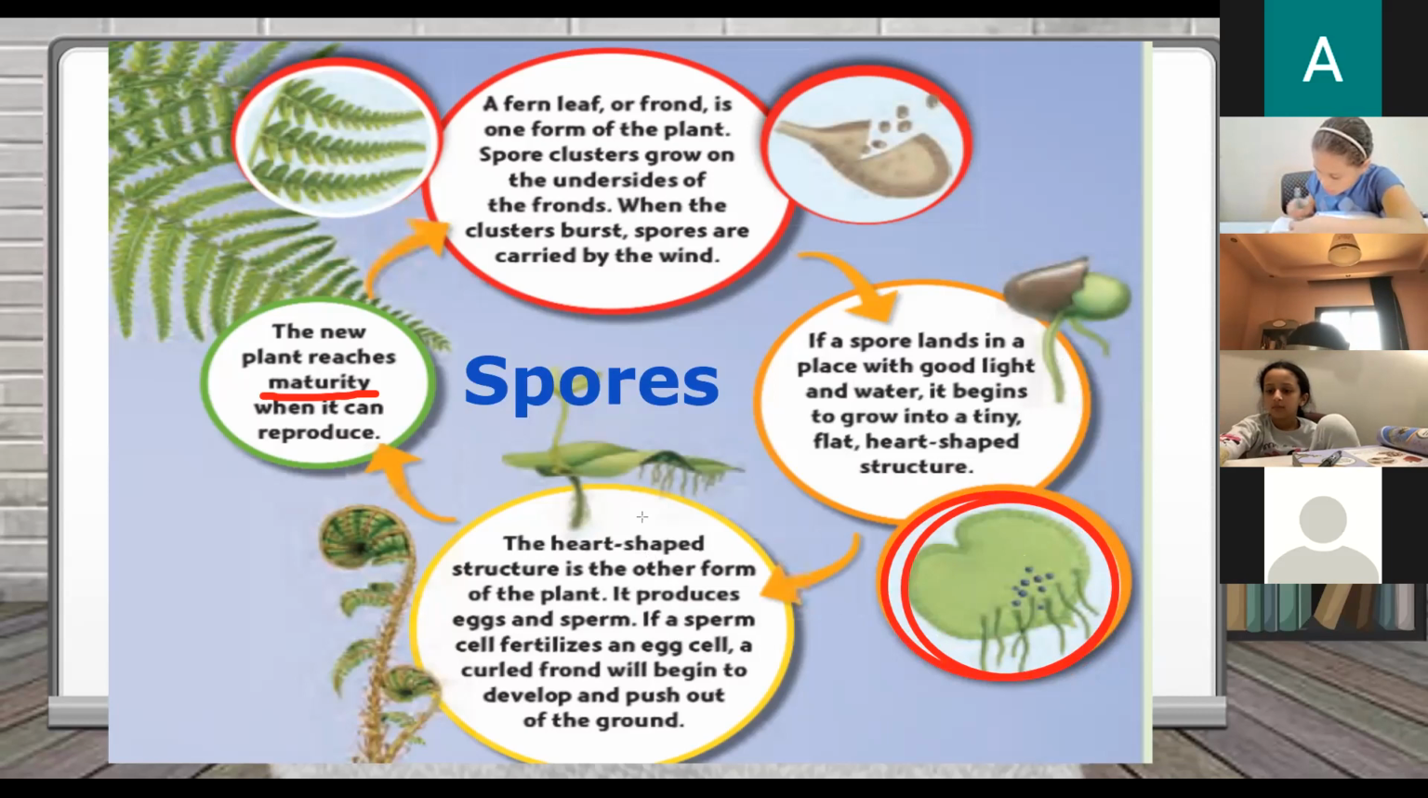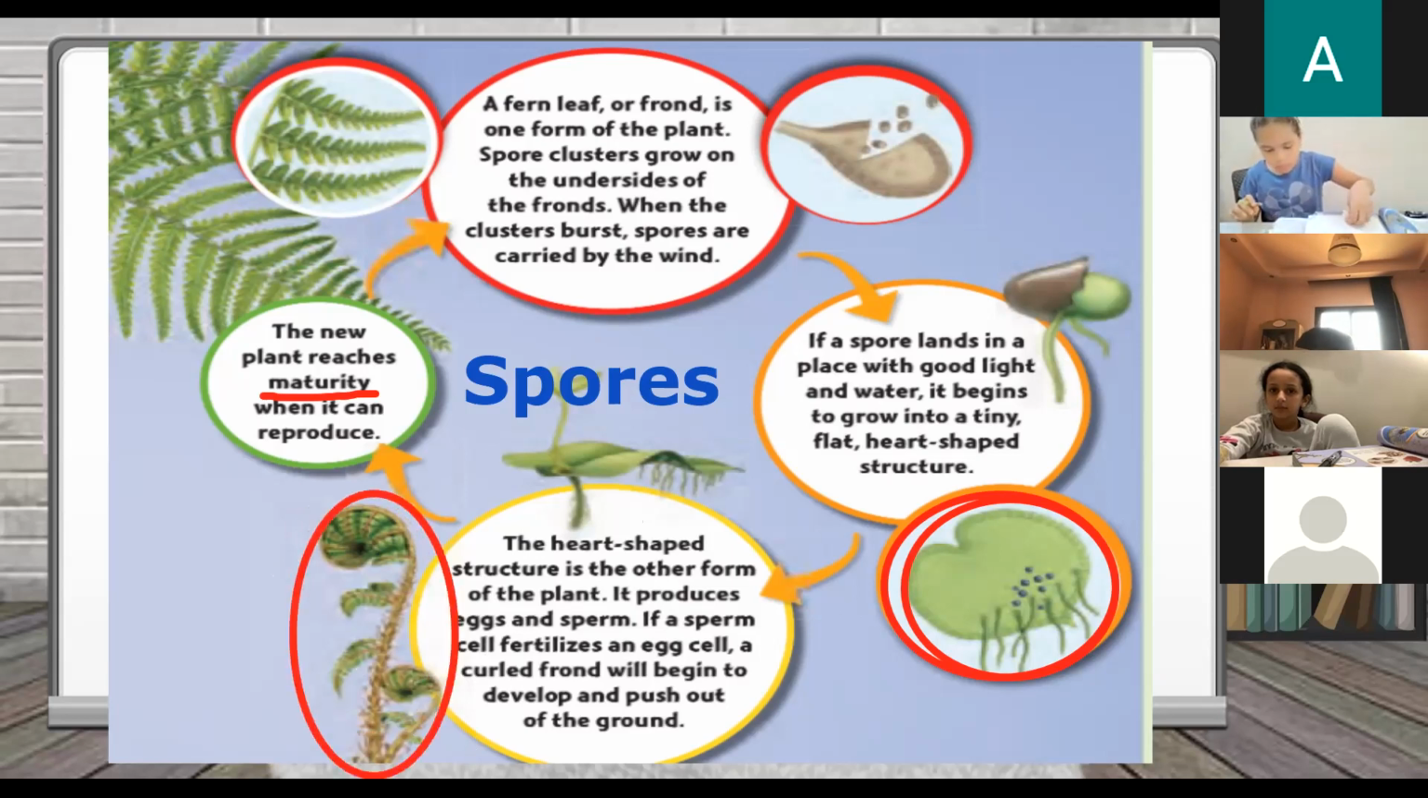After the heart-shaped structure, what will grow? The egg cell and the sperm cell. Why? Because we need to join them together so they can make a fertilized egg. When they grow up and push out of the ground, they make the frond. This plant is called a frond because it's very small. The baby is a frond. When it grows to the full size and reaches maturity, we call it a fern.